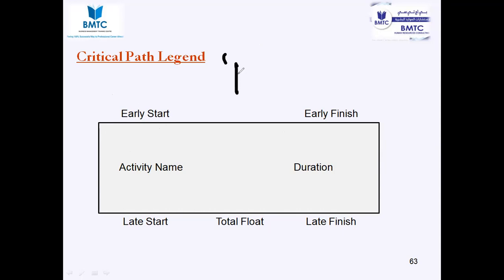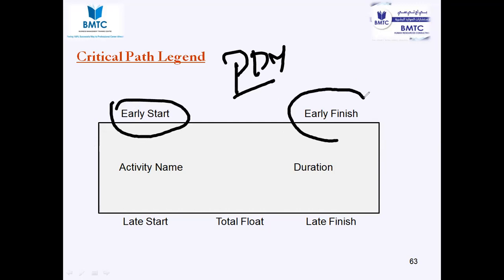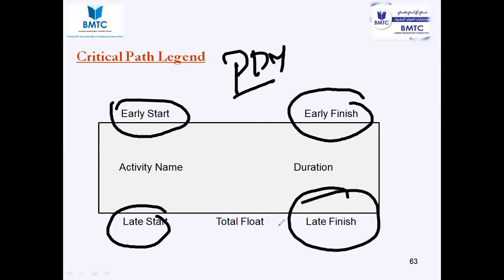So this is called a PDM, precedence diagramming method, right? We are able to connect our activities. Now what we have to do is find out the early start for each and every activity, how early we can start, how early we can finish, how late we can start, and how late we can finish. So we are able to create a detailed schedule network diagram using the critical path method.